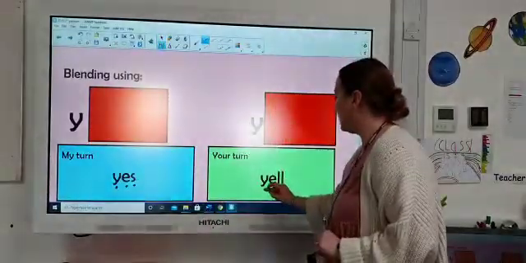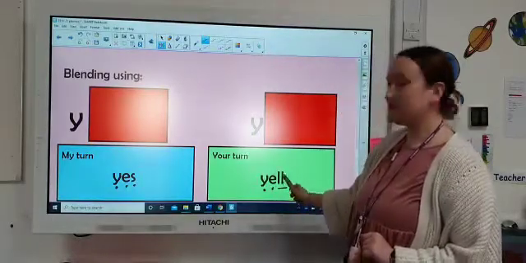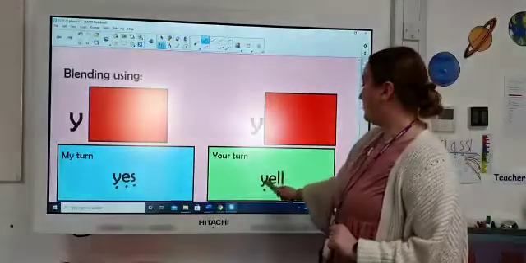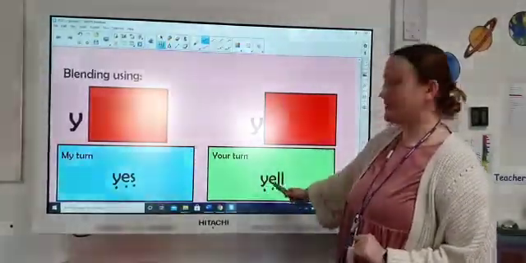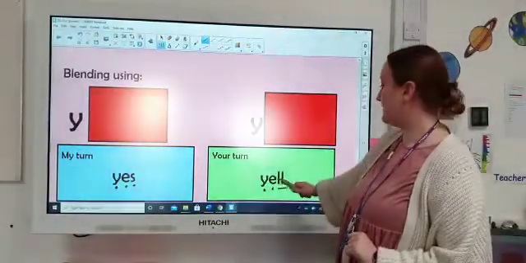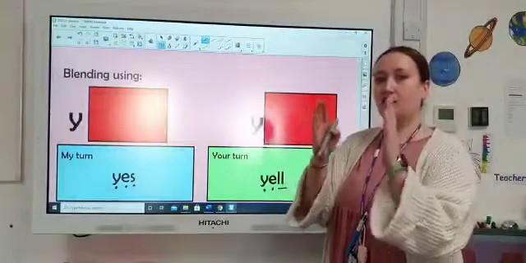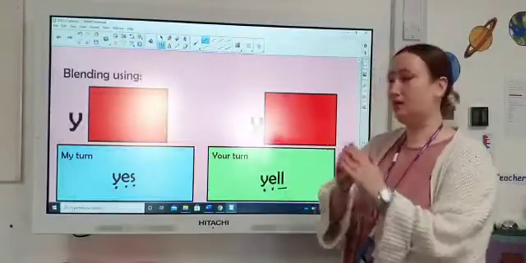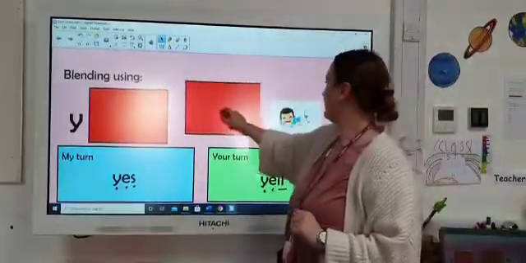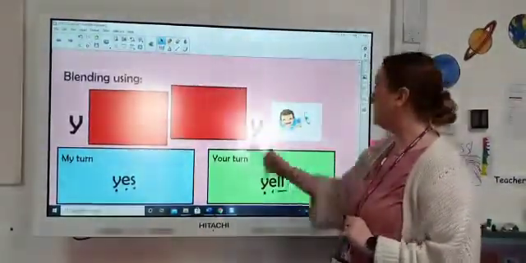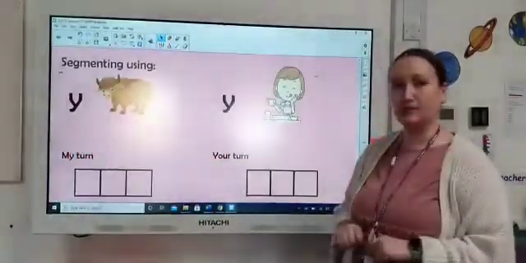We've got 1, 2, 3 phonemes. So remember this is 2 letters, but it's 1 phoneme. Which phonemes have we got? Y. And what's this one? E. And this one? Ul. Okay, so y, e, ul. Yell. Yell. Yes. Well done.